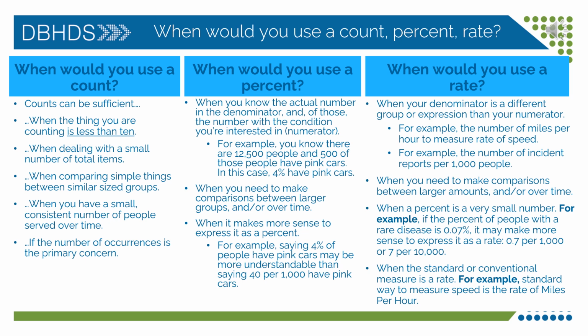You could also use a rate when a percent is a very small number. For example, the percent of people with a rare disease may be 0.07%, but it may make more sense to express it as 0.7 per 1,000 or even 7 per 10,000. And finally, you would use a rate when the standard or conventional measure is already a rate. For example, the standard way to measure speed is miles per hour.